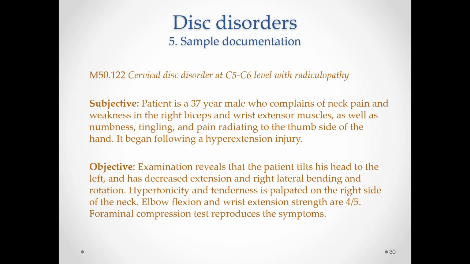Here's an example of some documentation that I think supports M50.122, which is cervical disc disorder at the C5-C6 level with radiculopathy. I'm not going to read this to you. I just want you to know I came up with some subjective findings and objective findings that I think any peer reviewer would say, yep, that's definitely a cervical disc disorder with radiculopathy. And that's what I've tried to do here.